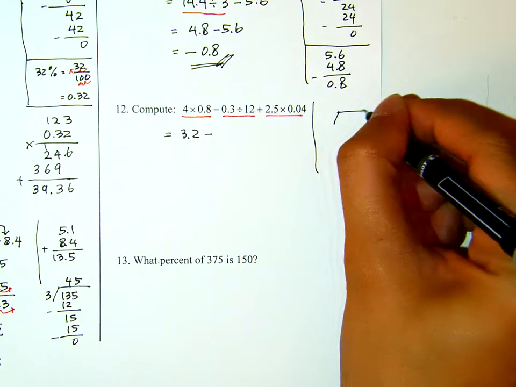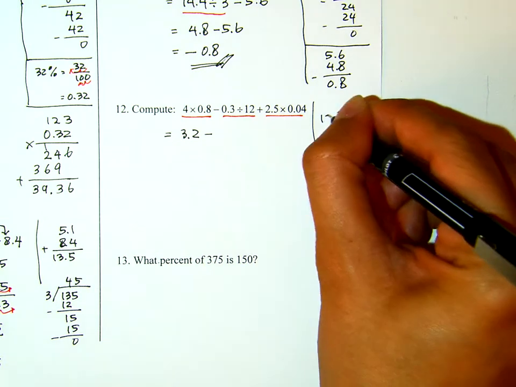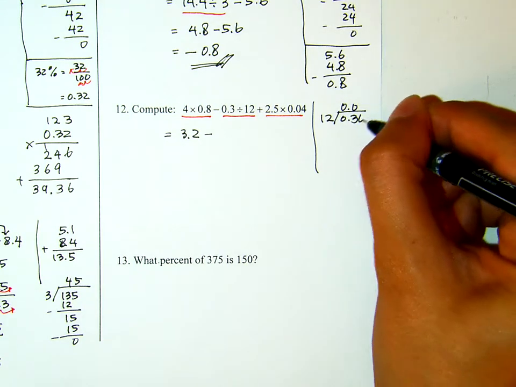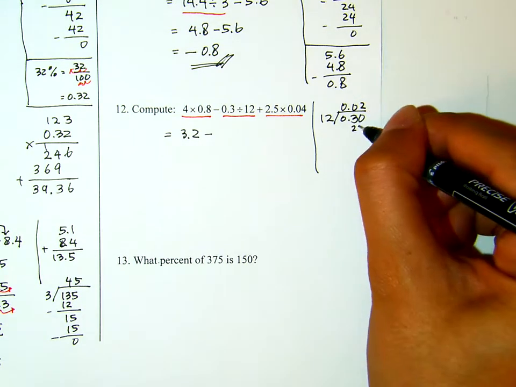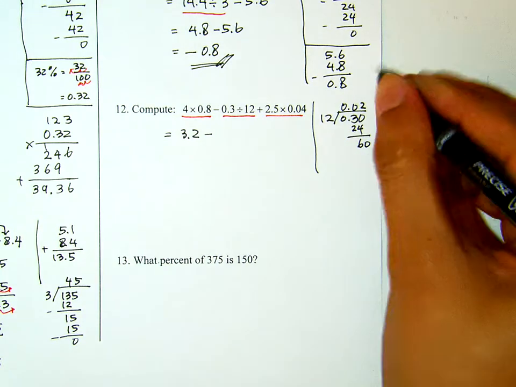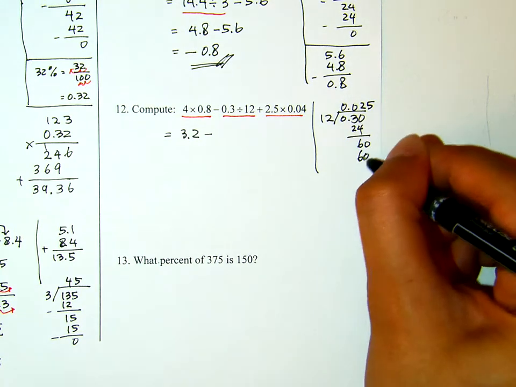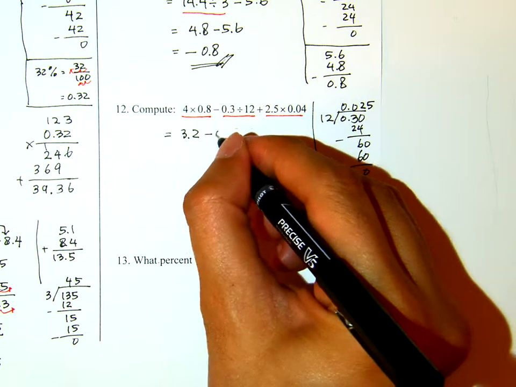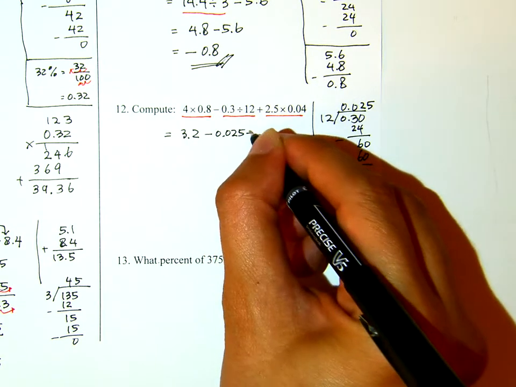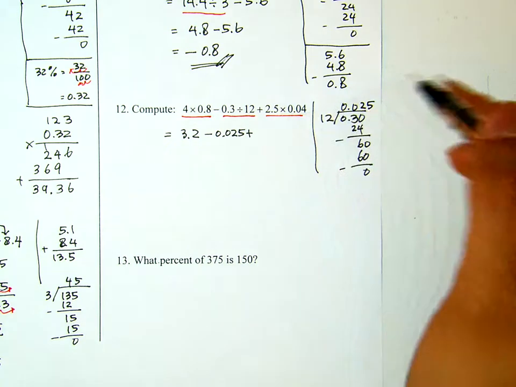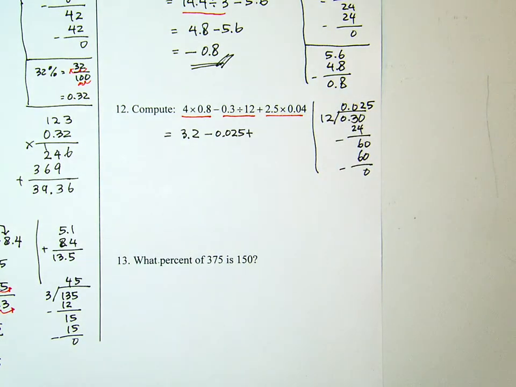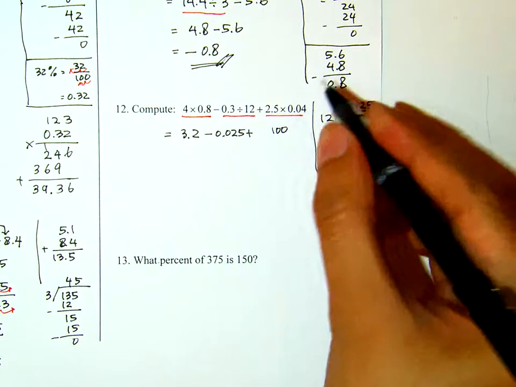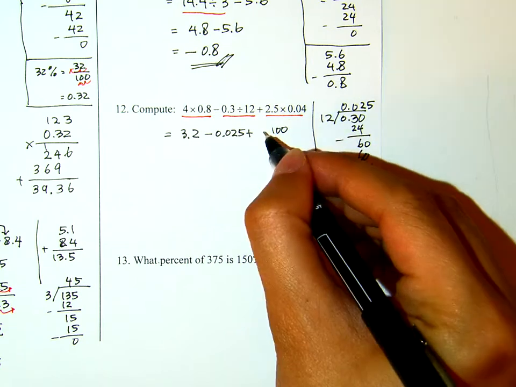Now that one, let's do the pancake. 0.3 inside the house, 12 outside the house. 0.02 for 24. Let's subtract here, that's 60, that's 5 times here. Okay, so 0.3 divided by 12 is 0.025 plus, we will compute 2.5 times 0.04. Basically we do 25 times 4, which is 100, and then we see how many decimal places we need. 1, 2, 3, 3 decimal places.